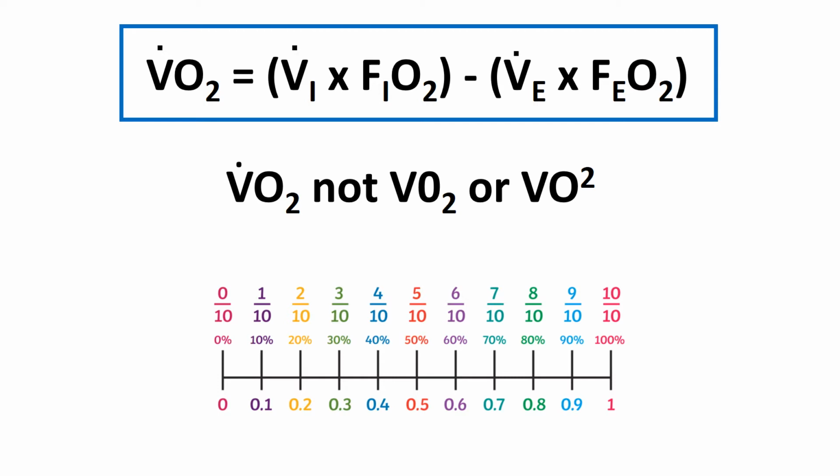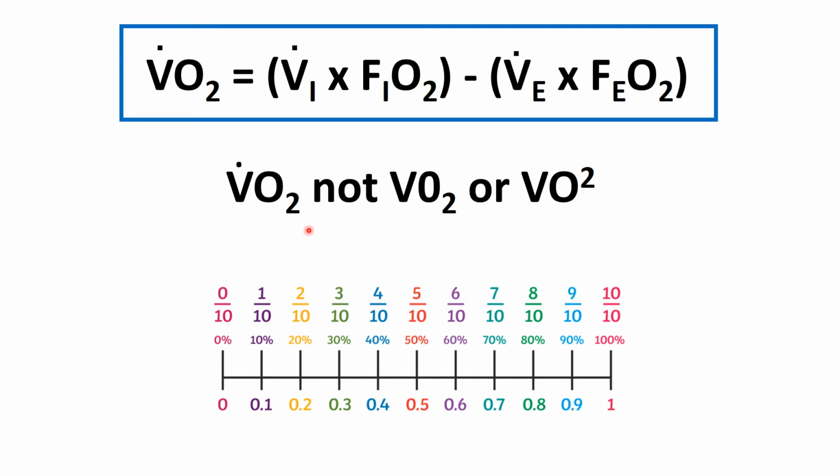So what's the importance of this? Firstly, I highlight that the most common mistake people make when writing is, rather than write VO2, the volume of oxygen, they write V02. So it's VO2 with this little dot, not V02. VO2 means volume of oxygen. V02 means absolutely nothing. That's the volume of nothing. And it's also not the volume of oxygen squared, because that means nothing either.